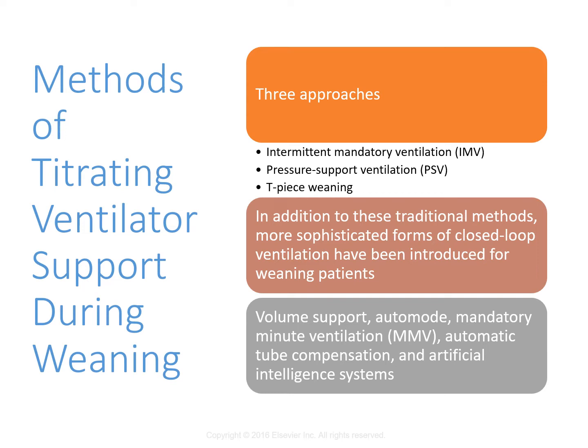It's kind of interesting. Mandatory minute ventilation, and then even automatic tube compensation, artificial intelligence systems that are out there, the ASV, right? All those different types of modes that are out there can really be beneficial in weaning some patients as well. There were even some studies of proportional assist ventilation plus, PAV plus, that Medtronic makes, that has helped people get off the ventilator. So keep in mind there are other newer smart modes out there that could be used as well when we're looking at weaning.